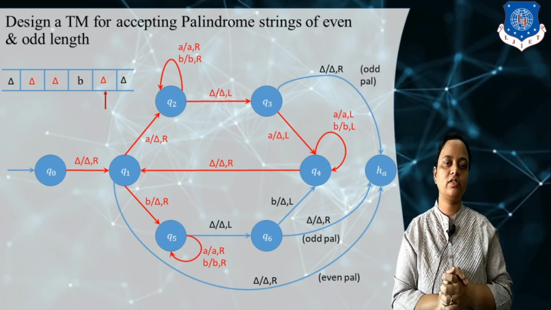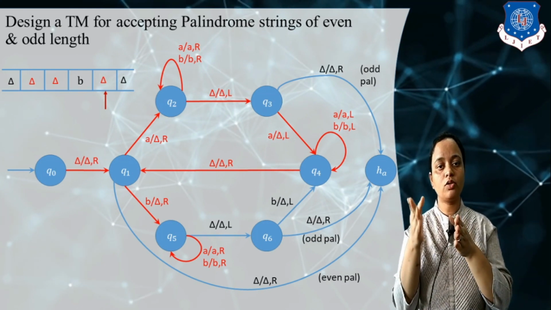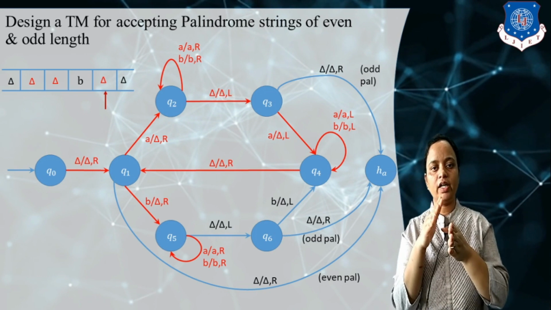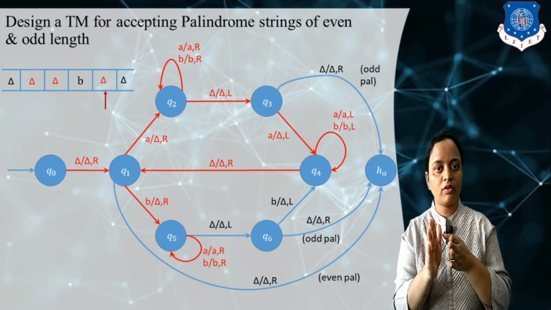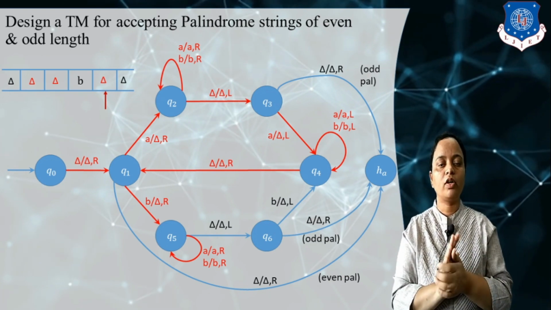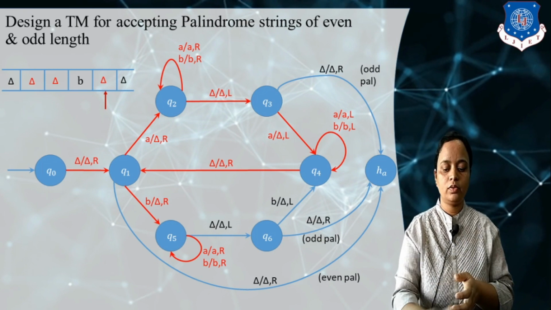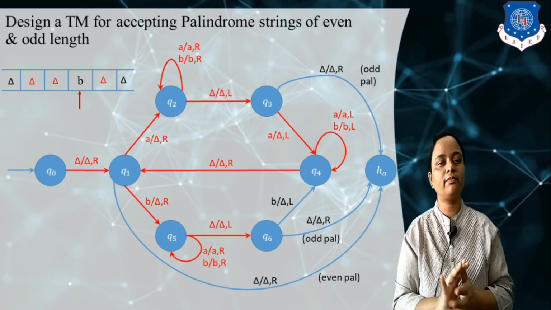Now at the Q5 state, we are reaching the delta. It means that it is the right end. Okay, so what are we going to do? This delta is before the right end, so it is my rightmost symbol of the input. Yes, it is the rightmost symbol. So delta is replaced by the delta, move to the left side. So we reach the rightmost symbol.